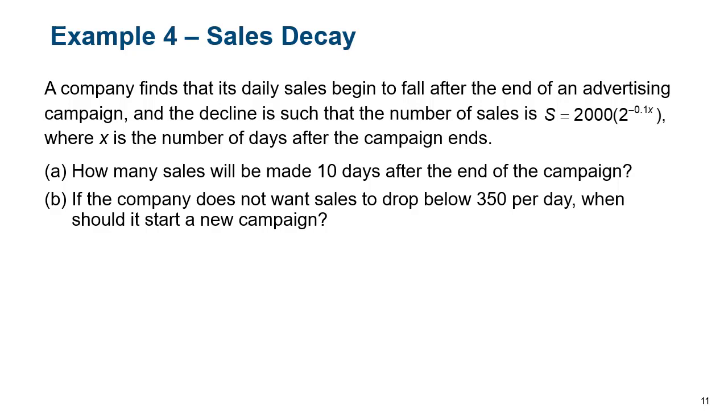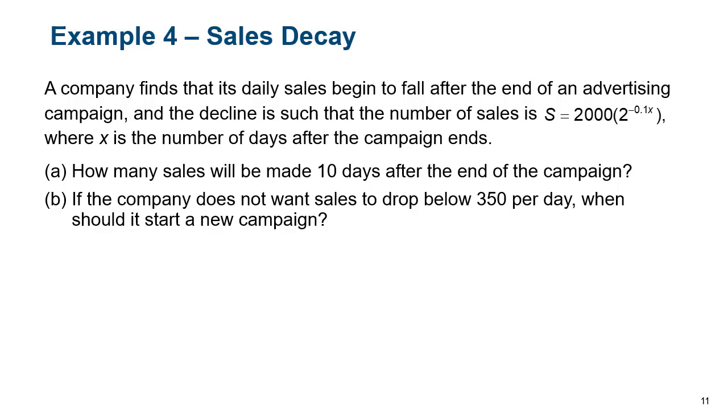Because if you put in a 0 for that, you get 2 to the 0, and anything raised to 0 is 1, and you just get 2,000. And then they just start going down from there. How many sales have we made 10 days after the end of the campaign? Well, that's easy. You just plug in 10 for x. You get 0.1 times 10, which gives you negative 1, which gives you 1/2. And then you get 1,000.